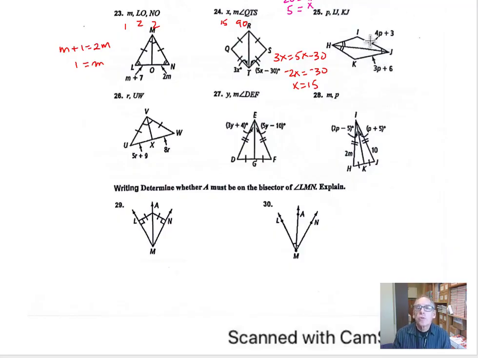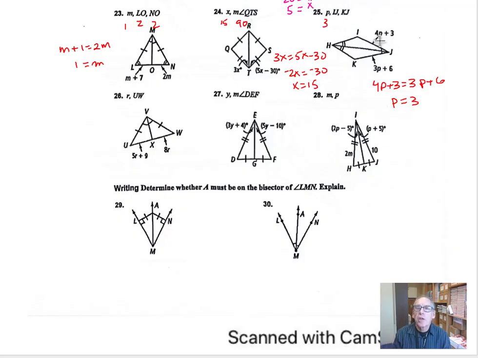Looking at number 25, they want us to find out what P is. These two sides are congruent to each other. So 4P plus 3 is equal to 3P plus 6. Take 3P away from both sides and take 3 away from both sides. We get P is equal to 3.